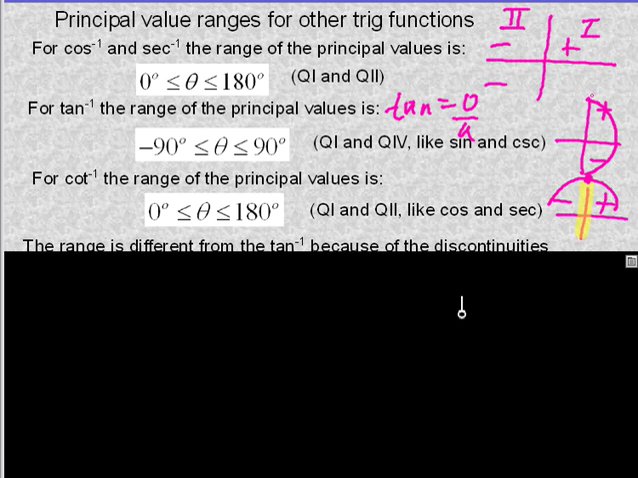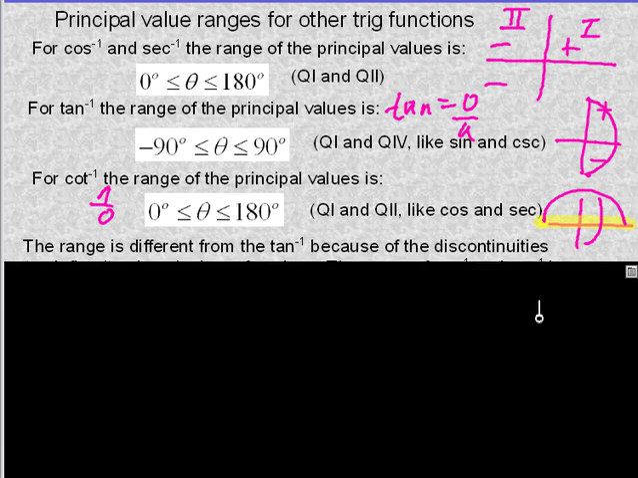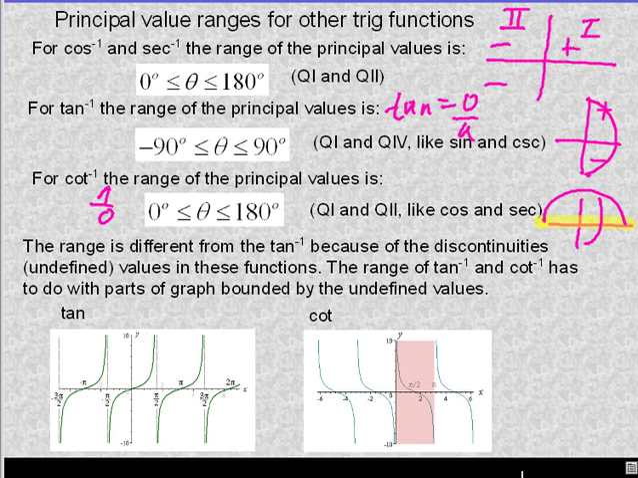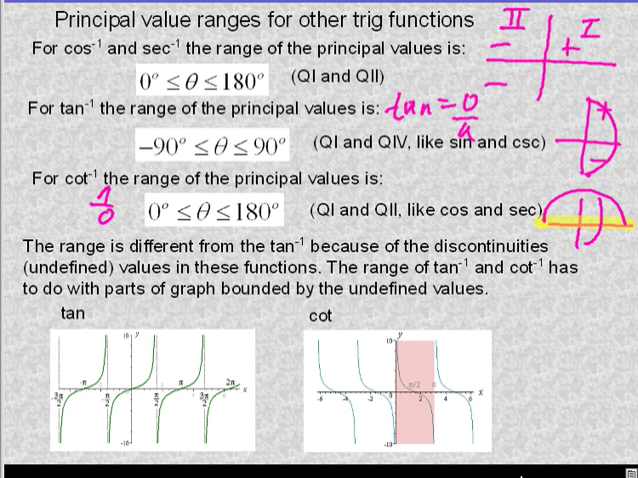In cotangent, it's adjacent over opposite. So let me erase this. So where is it undefined? It's undefined when the opposite is 0. Where's the opposite 0? The opposite is 0 on your y-axis. So we don't want to go from negative 90 to 90 because that's going to take us through this undefined point. That's why it goes instead from 0 to 180, so then we don't have to cross the x-axis. So hopefully that's a little bit of an understanding. And this graph kind of explains what I just told you.